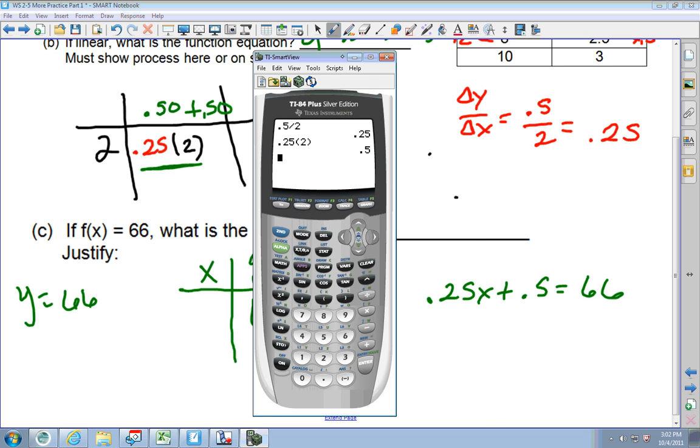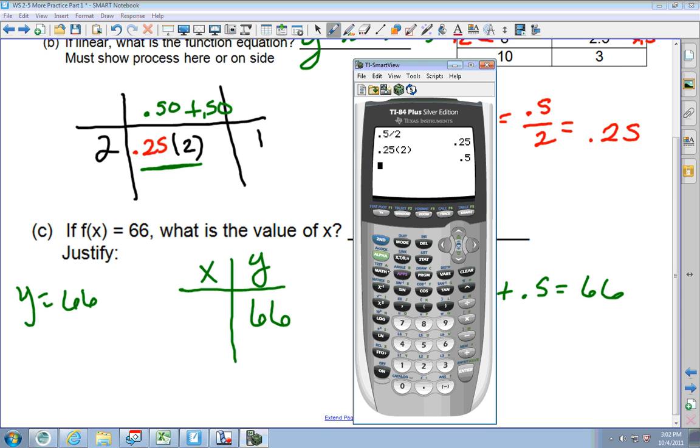Or I go into the calculator, I press second graph. I guess I need to put the right equation in there, don't I? I've got 0.25x plus 0.5. You really should check it before you do anything else. I'm going to go second window, and I'm looking to see where y is 66. I've got to go up, and it looks like I'll be going up for a little while, so I'll just make a guess and put in there 50. Second graph.